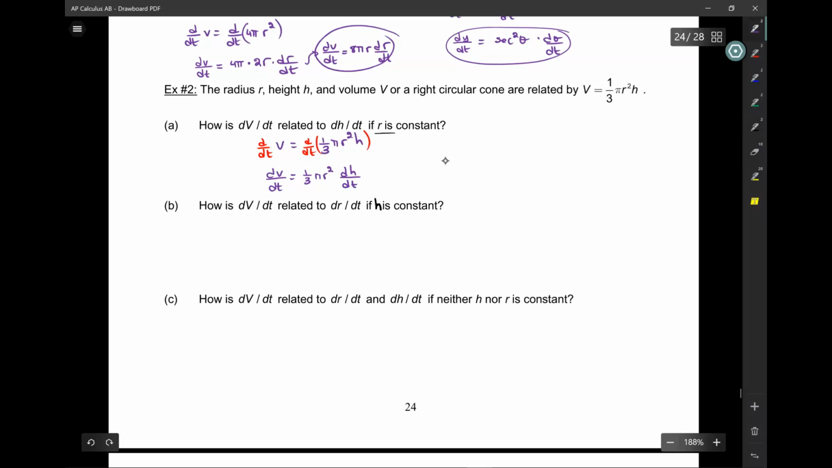Okay, so now it's going to be d/dt of V is equal to d/dt of 1/3 pi r squared h.